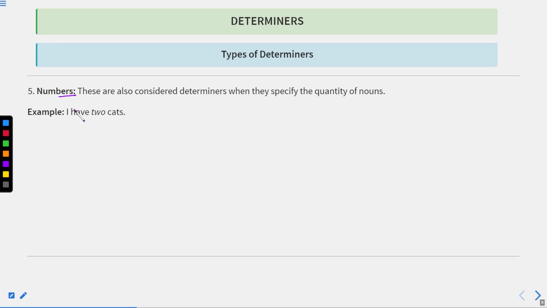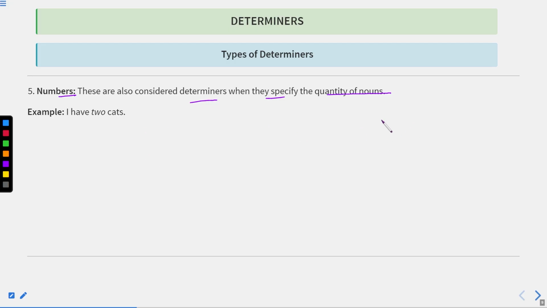So that indefiniteness, or something which can be used before uncountable nouns, is included in quantifiers. But these are also considered determiners when they specify the quantity of nouns. But whenever we can say the exact number of something, of course it is used before a countable noun.